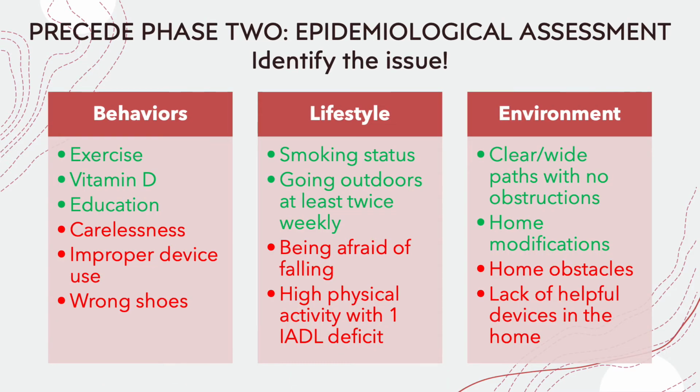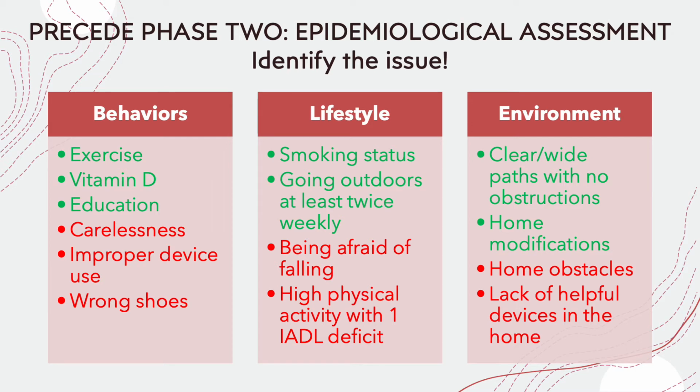Phase 2 of the Precede part of the model is your epidemiological assessment. So what we're trying to do is identify the issues that are causing our problem we want to prevent. These factors are not only the bad behavioral factors, but they're also the good factors that help prevent the issue we're trying to prevent in the first place. And these are important to pay attention to because these could be implemented into our preventative measures in the future.